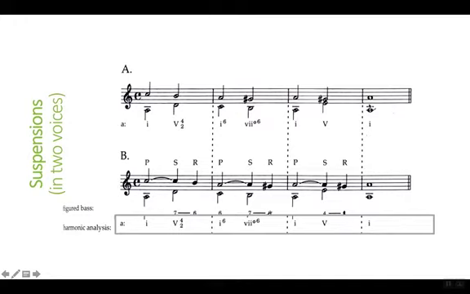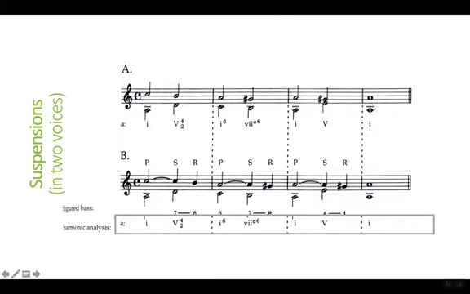Okay, now let's say this is what we wrote originally, and what we want to do is introduce some suspensions. This is an important secret to figure out, and it makes it pretty easy. All you have to do is look for places where there is downward motion by step. So here, this C is moving downward to the B. So to create a suspension, all I have to do is hold the C over a little bit longer and then allow it to resolve to the B right here.